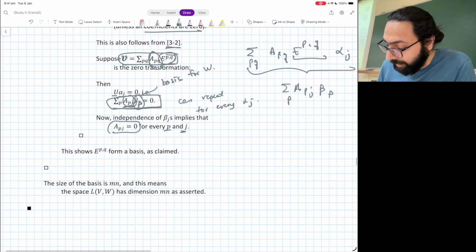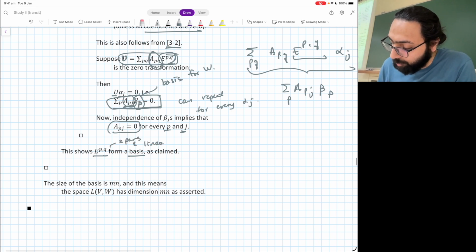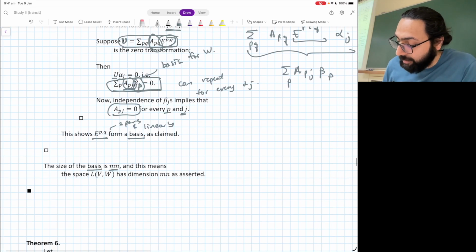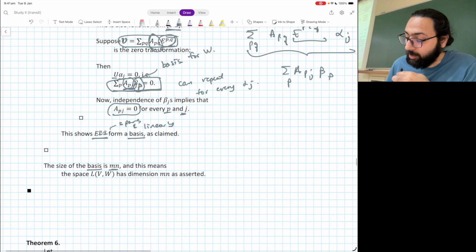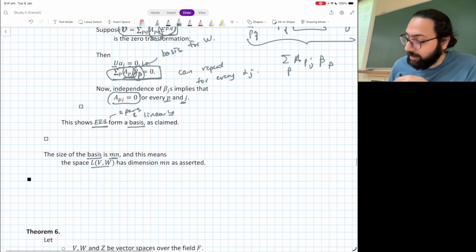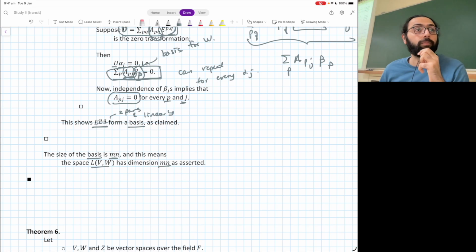Right. So what is that? It establishes that EPQ is a basis. So we said it spans the space and it's linearly independent. We established both properties. So that means EPQ is a basis. And the size of the basis is clearly Mn, because P and Q go from 1 to M and 1 to N. And that means the dimension of the space is Mn, as we accepted.